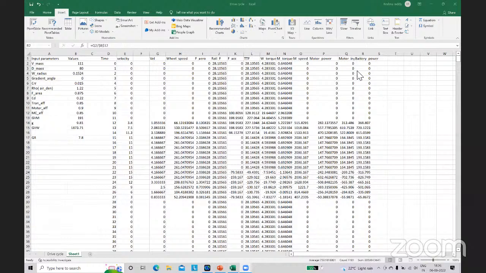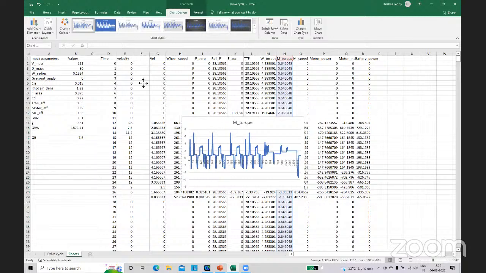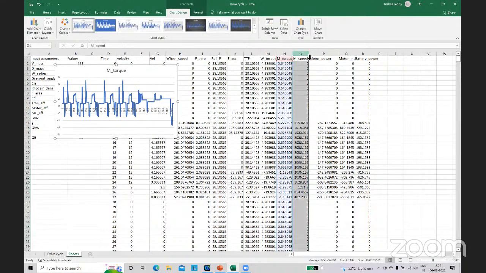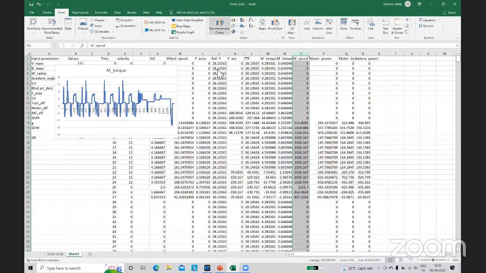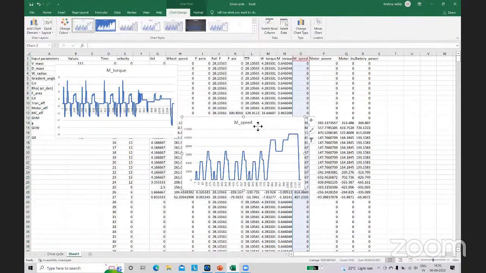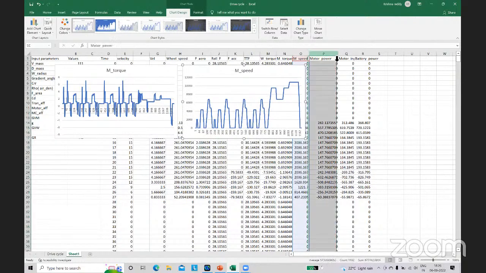I'll go through some points here, like motor graphs: speed and the power.